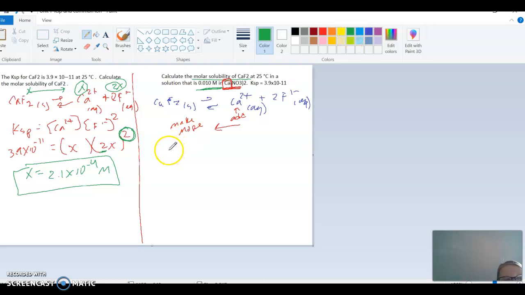Okay, so once again, I'm going to call myself an ICE table here. That's probably what you did. Initially, well, first of all, I don't care about this column at all, because that's the solid, and that's not part of the KSP expression at all. Initially, I have x and 2x amount of these. But then I'm going to change it. I'm going to add an amount. I happen to add 0.01. I don't add any fluorine, though. So then in equilibrium, my E, I get x plus 0.01. And then this would be my 2x.